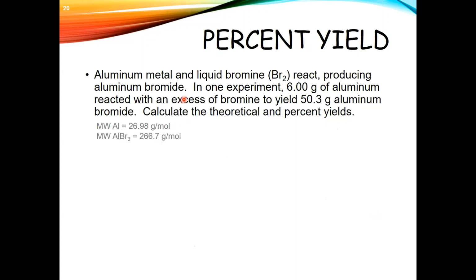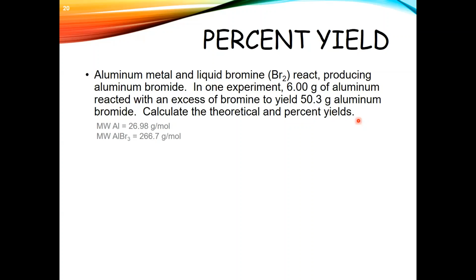So let's say aluminum metal and liquid bromine react, producing aluminum bromide. In one experiment, 6 grams of aluminum reacted with an excess of bromine to yield 50.3 grams of aluminum bromide. Calculate the theoretical and percent yields.